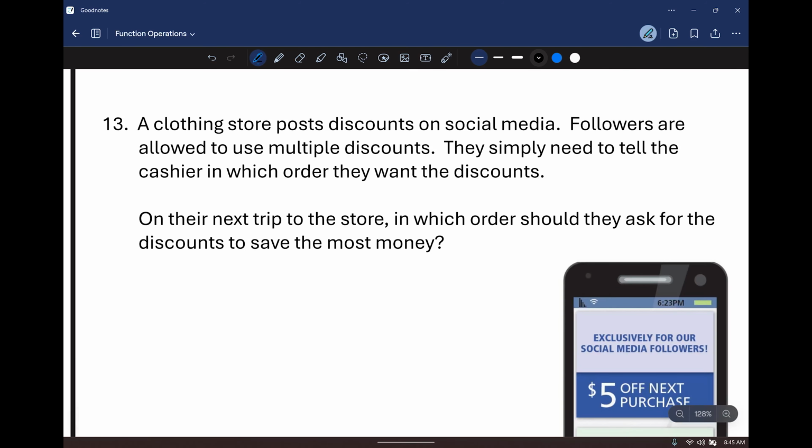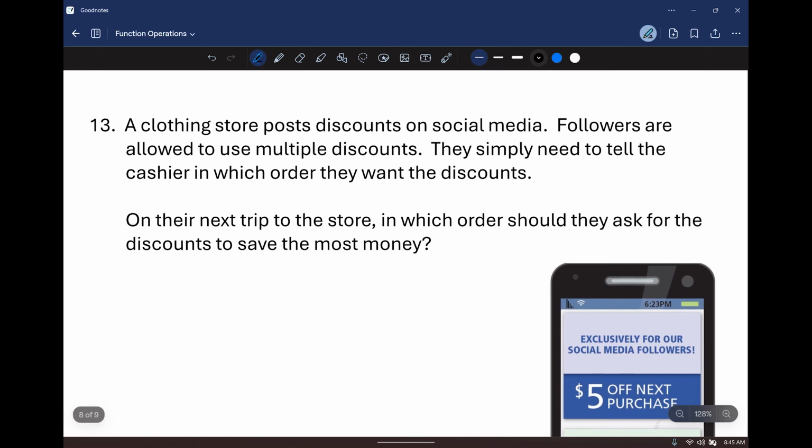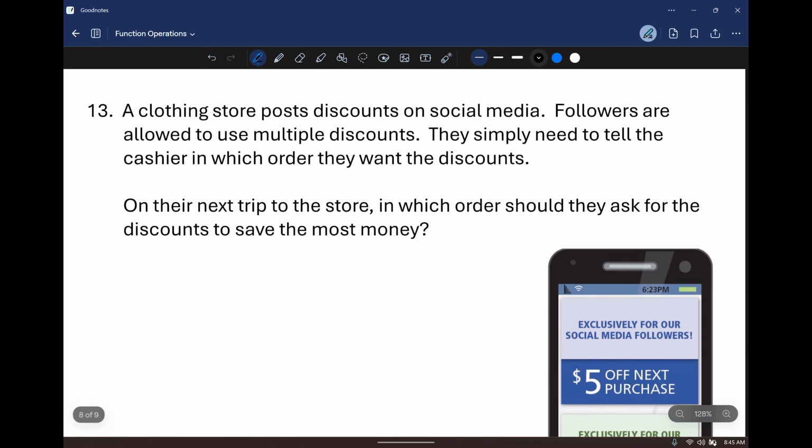All right, number 13. A clothing store posts discounts on social media. Followers are allowed to use multiple discounts. They simply need to tell the cashier in which order they want the discounts. On their next trip to the store, in which order should they ask for the discounts to save the most money?